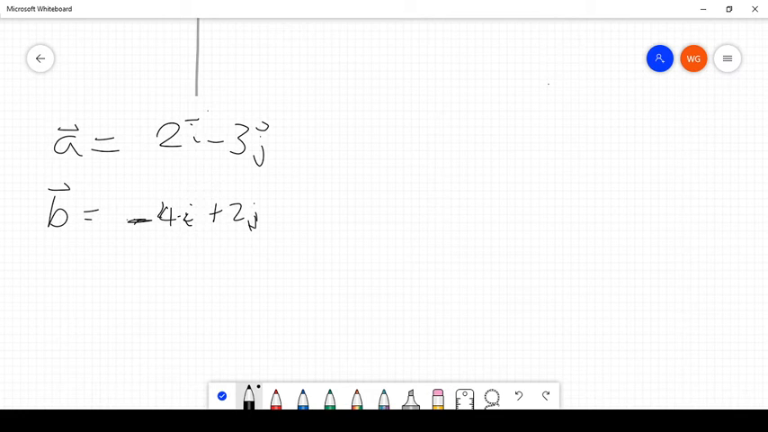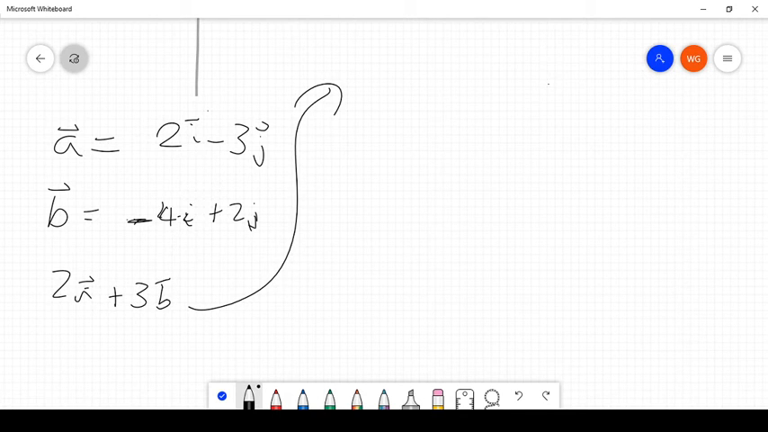And so what if I asked you, if this is what vector A and B are composed of, find an expression, or find a vector and then draw it, for the expression 2A plus 3B? How would I do that? Well, I would simply use grade 10 math. You can even say it's grade 9 math. I would just use the distributive property.